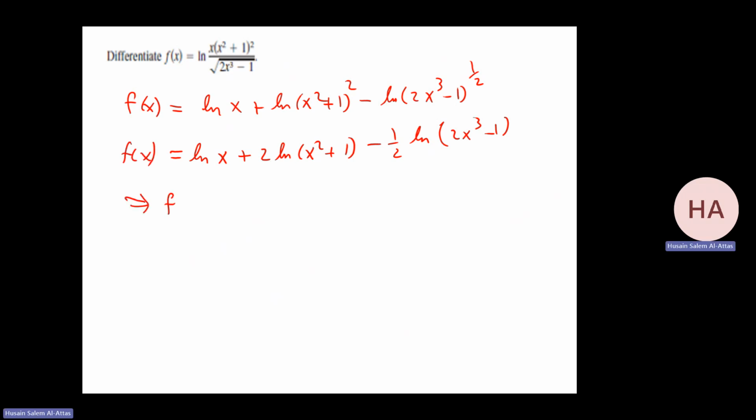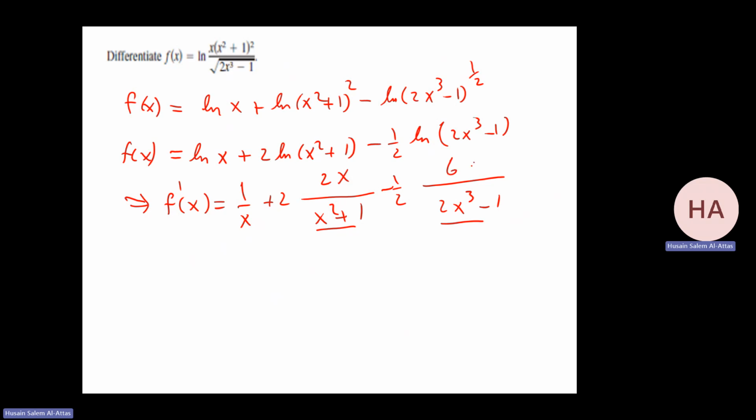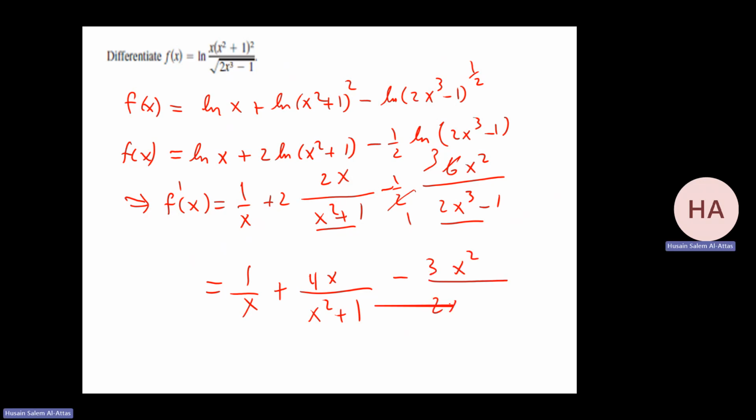Now what will be f prime of x? 1 over x. This is 2. I have x squared plus 1, derivative of this, which is 2x. I have 2x cubed minus 1, derivative of this, which is 6x squared. So my answer is 1 over x plus 4x over (x squared plus 1), this is 1, this is 3, minus 3x squared over (2x cubed minus 1).